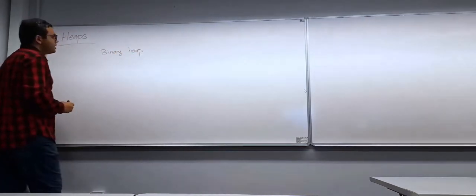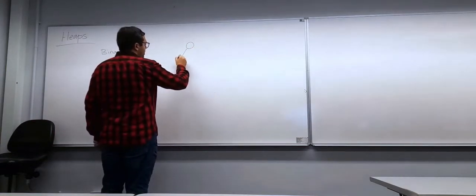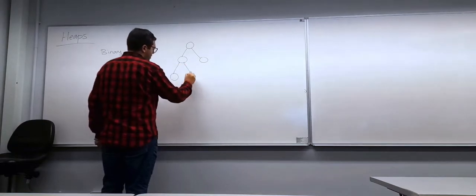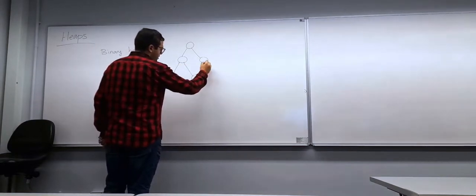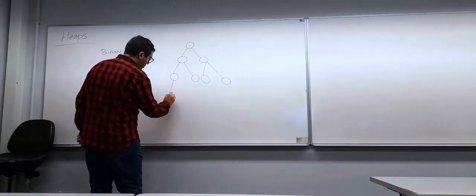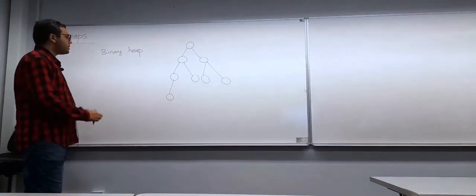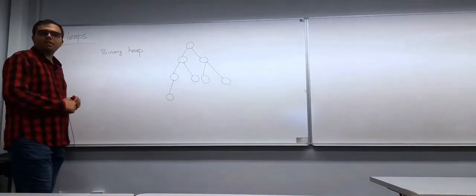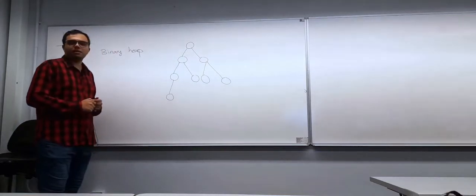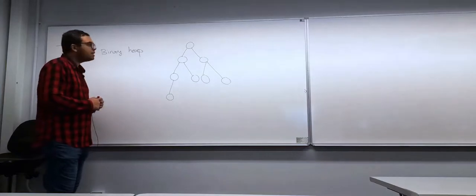And a binary heap is an almost full binary tree. So a tree like this. Maybe one more here. And we store some number or some element at every node of this tree. And we assume that the elements can be compared with each other. So if they're numbers, of course, we can compare them.